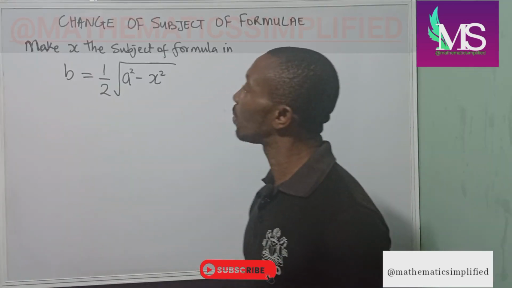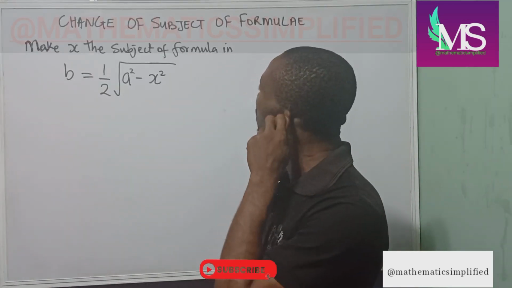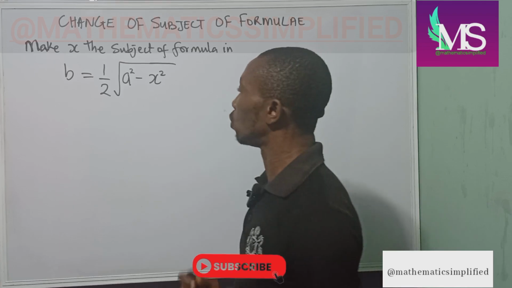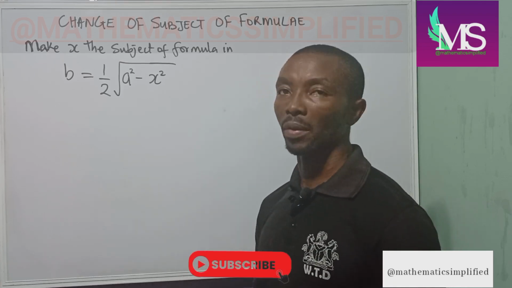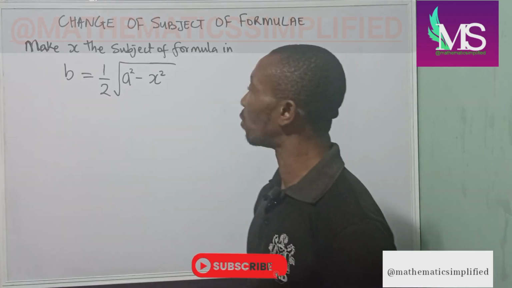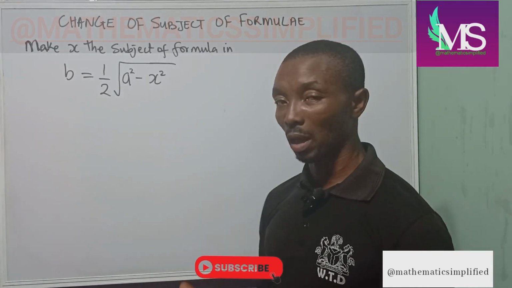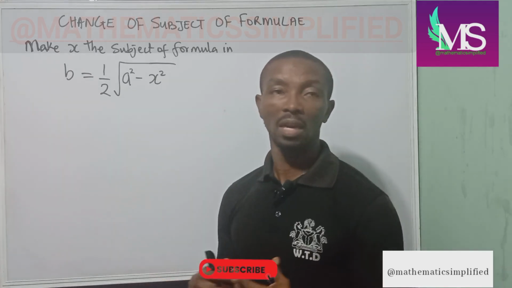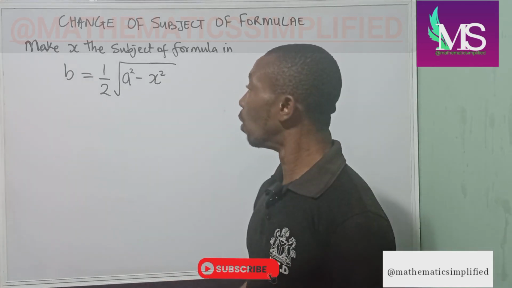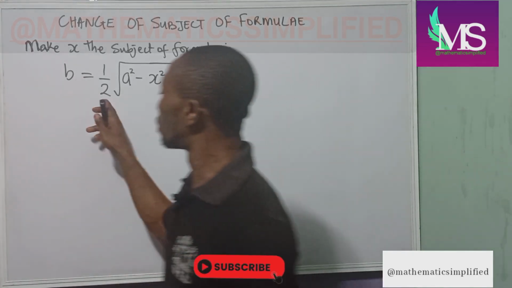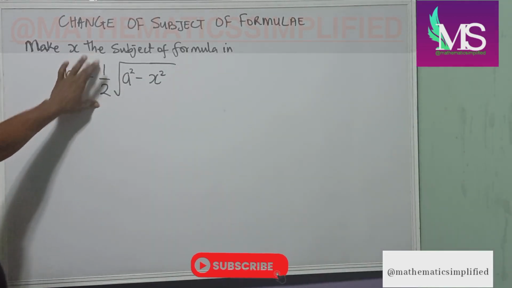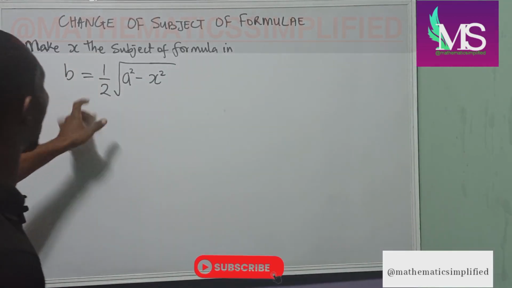All right, in our next example, it says make x the subject of formula in b equals 1 over 2 root a squared minus x squared. Now, in order to solve this, as usual, we'll think of this formula as an equation. Since we have a half here, in order to eliminate this fraction, we'll first of all multiply both sides by 2.